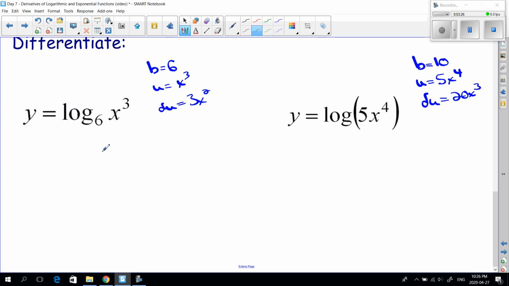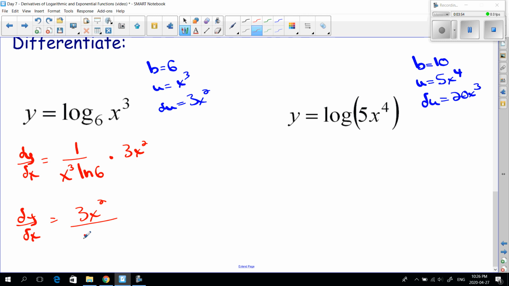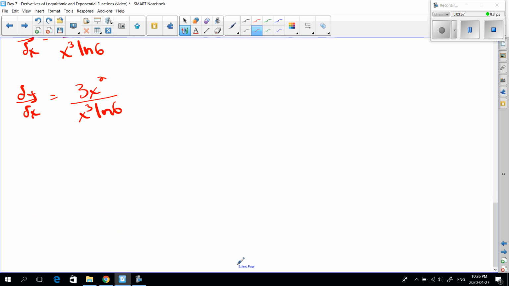The derivative of y, dy over dx, or y prime, of log base b of u is 1 over u ln b times du. So it's 1 over x cubed ln 6 times 3x squared. Multiply the tops, I get 3x squared over x cubed ln 6, and I simplify this to get 3 over x ln 6. x squared divided by x cubed would leave an x down here. That is the derivative.